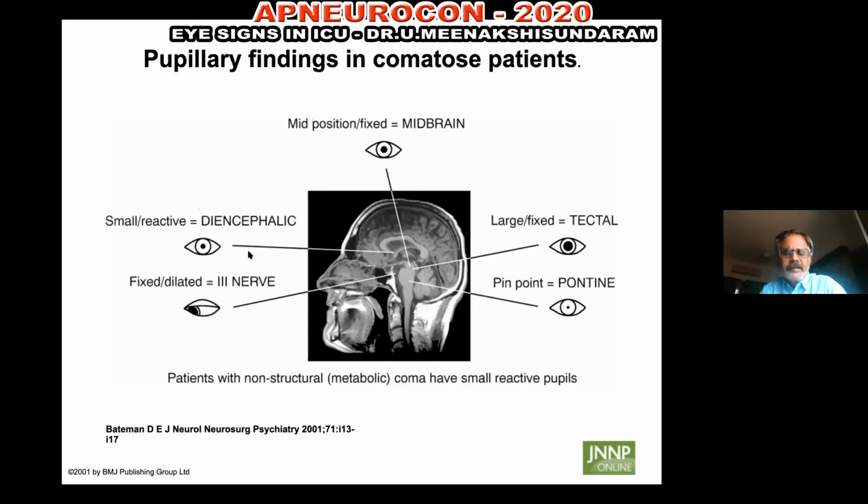If it's a fixed dilated one, it's a third nerve lesion, fascicular or outside the brainstem too. If it's a large fixed one, you're looking at a tectal lesion. But if it's pinpoint, you're looking at pontine lesions. We should always remember that patients with non-structural or metabolic coma have small reactive pupils.